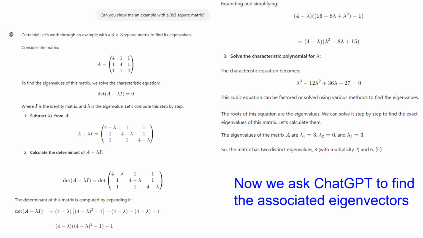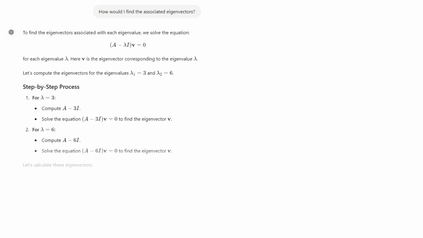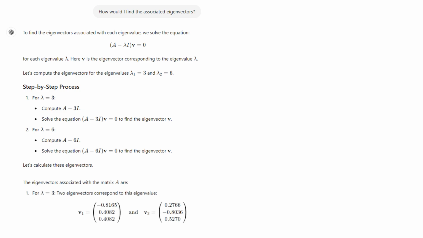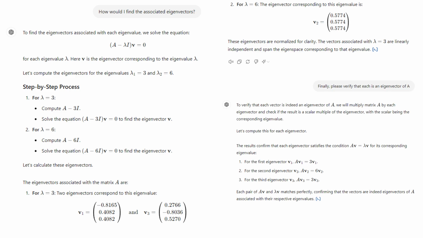Now we ask ChatGPT to find the associated eigenvectors. So how would I find the associated eigenvectors? Well, here it goes through and shows us how we're going to have to solve a system of equations, and it does so with lambda equals 3 and gets this v1 and v3, and for lambda equals 6 it gets this v2. And of course we'd probably need to ask it to verify its results, which it does. And now we can ask for the NumPy code.